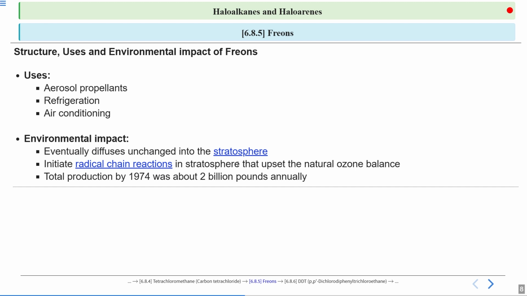So what will happen, freon will go directly into the stratosphere unchanged, and then there it will initiate a radical chain reaction, which is going to disturb the natural ozone balance. So it is going to disturb the natural ozone layer which is present in the stratosphere and cause harmful impact on our health. As we have just seen, depletion of this ozone causes skin cancer and eye disease. So this is the environmental effect of freon.